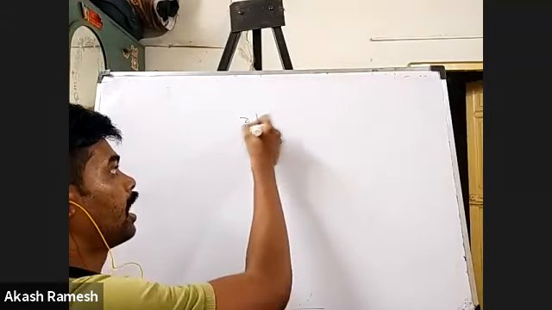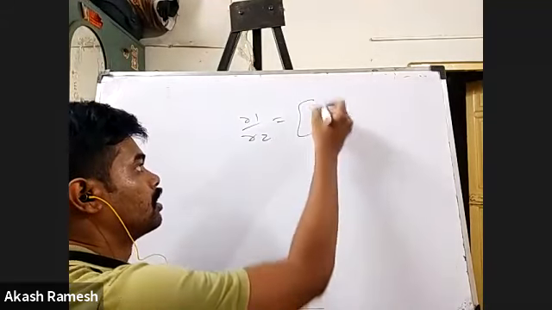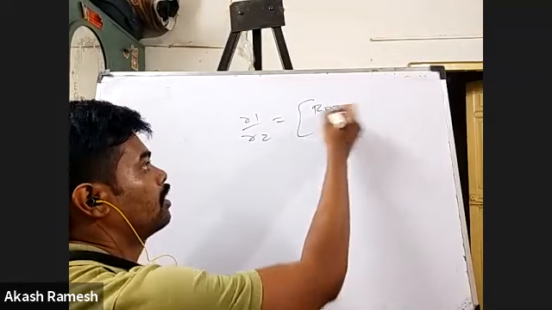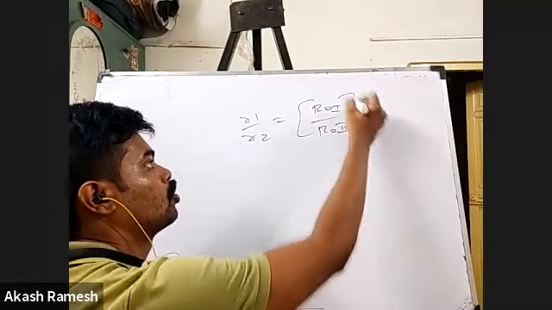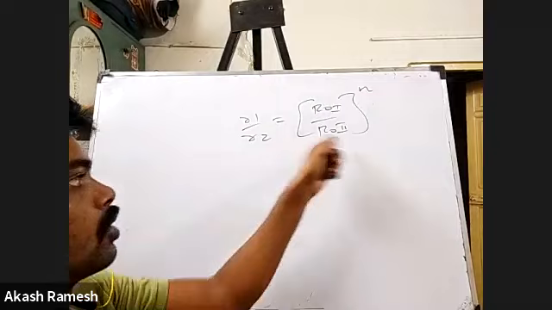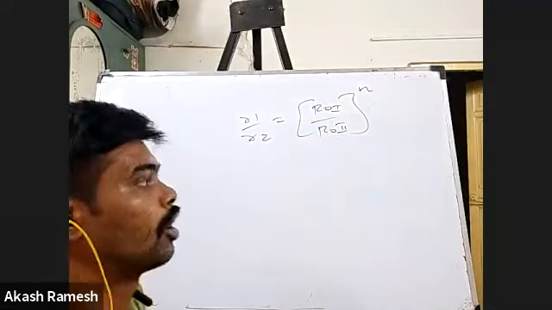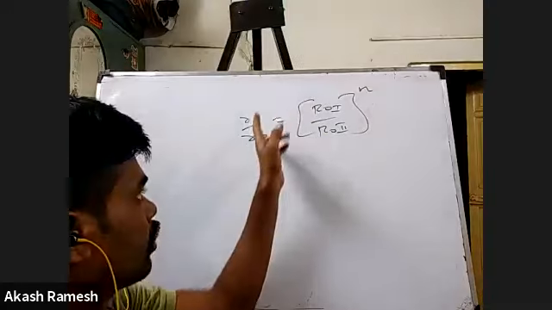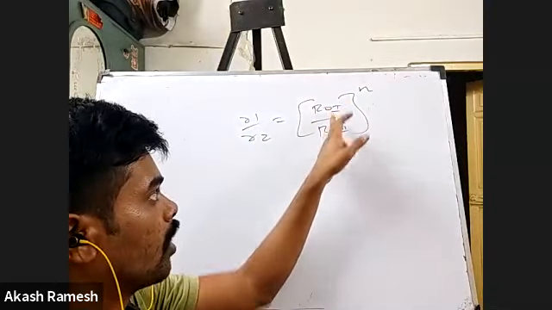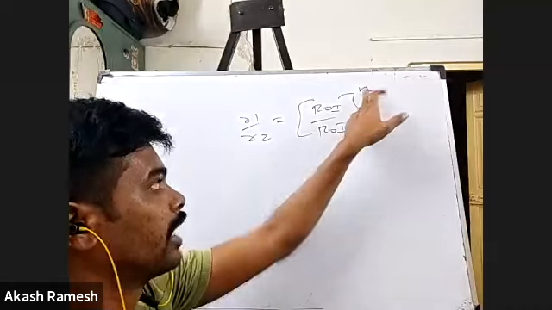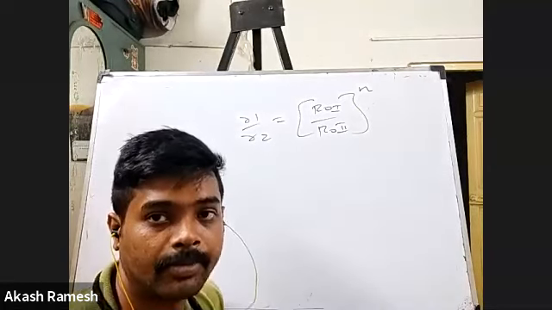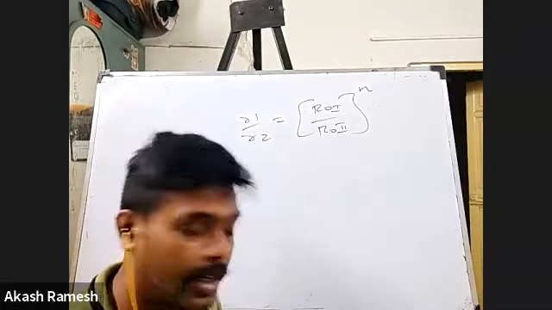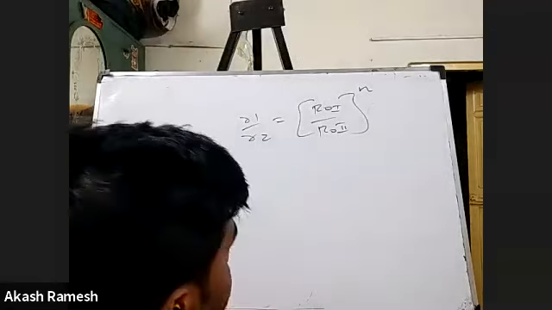The rate R1 by R2 is equal to R01 divided by R02, the whole power n. Both the rates, and these R01 and R02 are the initial concentrations. So if I know rates R1 and R2 and R01 and R02, I'll be able to find the n value, that is the order. n is the order here. So we did all that.